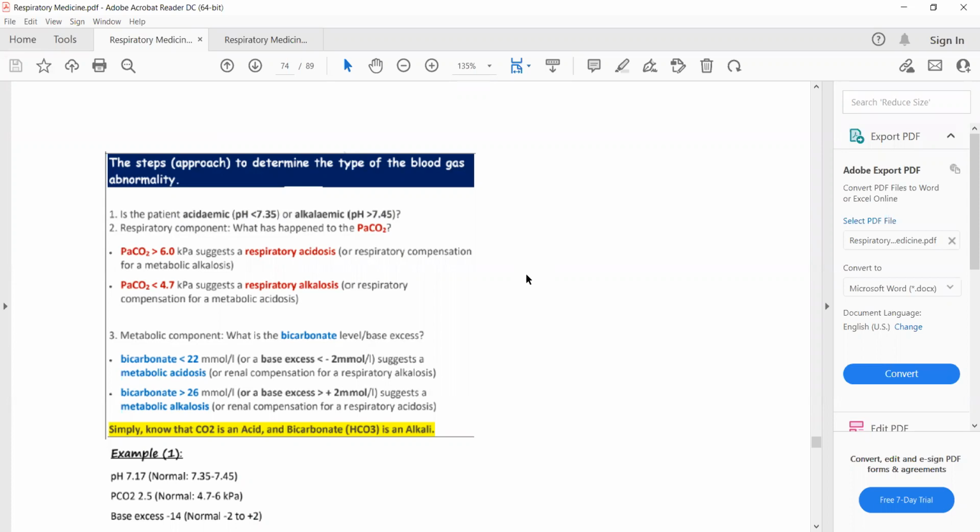Bicarbonate ion is an alkali. So in the body, acid has increased, so the body will increase alkali too. To compensate this acidosis, the body will increase bicarbonate ion. So the compensation will be metabolic alkalosis. For respiratory acidosis, the compensation should be metabolic alkalosis. The opposite should happen. The opposite of respiratory is metabolic, and the opposite of acidosis is alkalosis. So the body will increase bicarbonate ions.